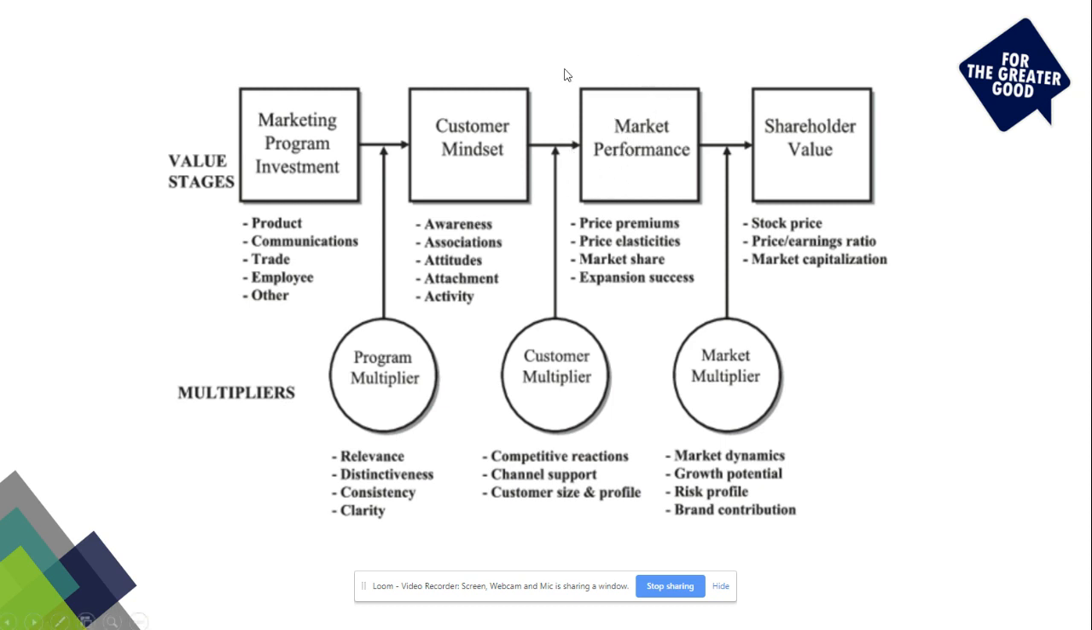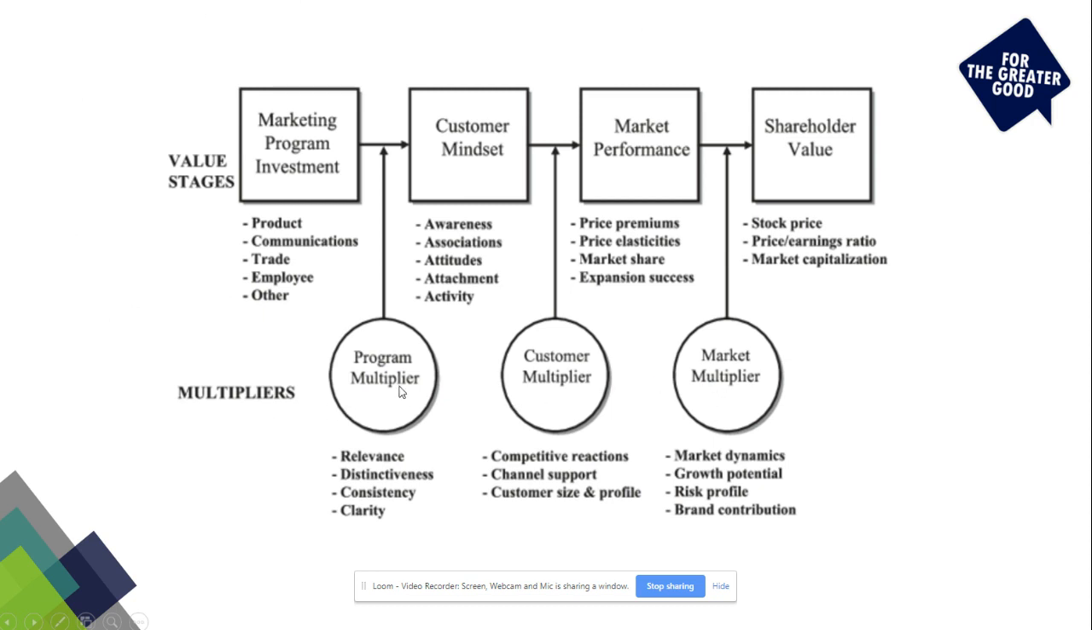The third phase is the marketing performance. When we create a good marketing program that can positively affect customer mindset, such as their awareness and attachment, then it will subsequently improve the market performance, such as the market share. Market share that is going higher will affect the shareholder value, such as their stock price and market capitalization. But this does not stop here. The brand value chain can get even higher through several multipliers.